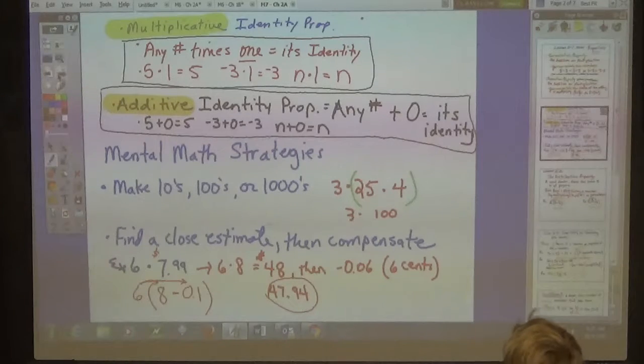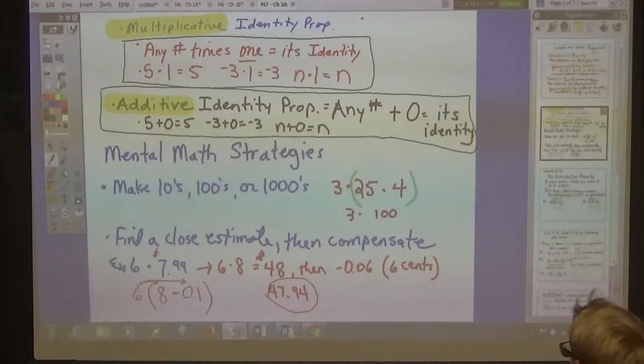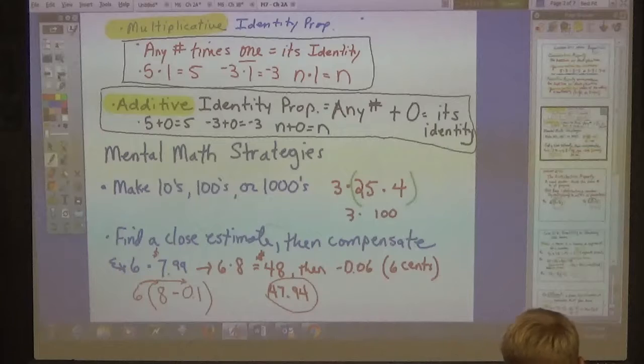Your assignment is on page 71, and I'll let you have time to work on that. I want you to start with number 4 and do 4 through 26 evens. 4 through 26. Okay?